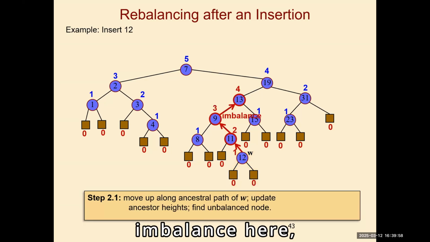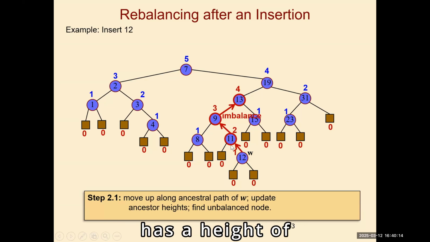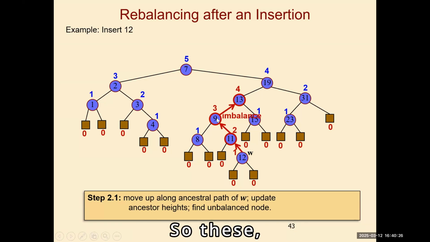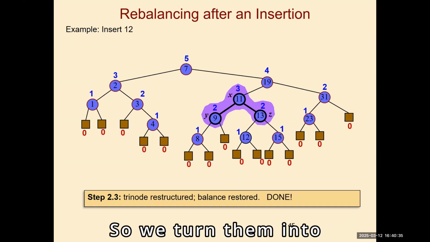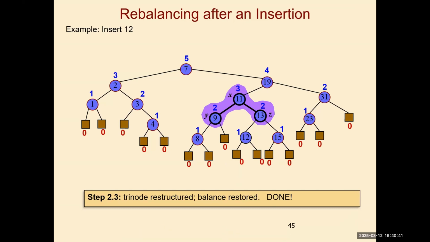So then you say, oh, there's an imbalance here, right? And that's our imbalance. Oh, this guy here, right, has a height now of 2 versus 1. Oh, no, this is the first imbalance, right? This guy here has a height of 2 versus 1, so he's still happy, right? But this guy here is unhappy because this one is a height 1, 2, 3, while this is only a height of 1, right? So the circled red ones are our 3 problem ones, right? So we turn them into a reasonable tree, right? With the guys hanging below, right? Does that make sense?